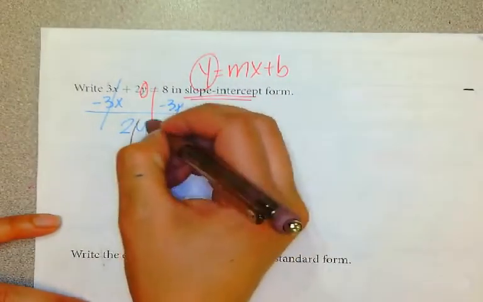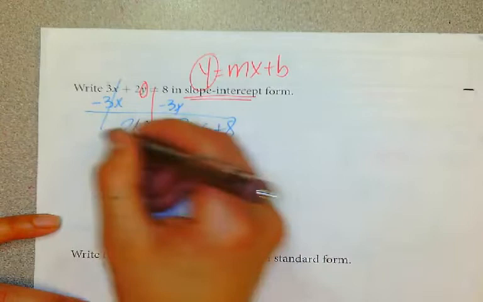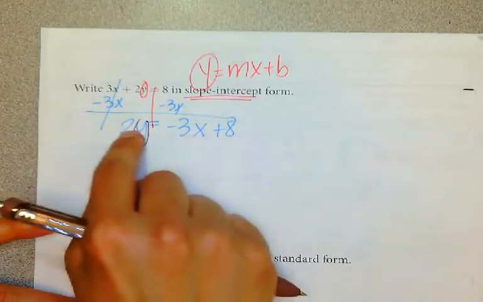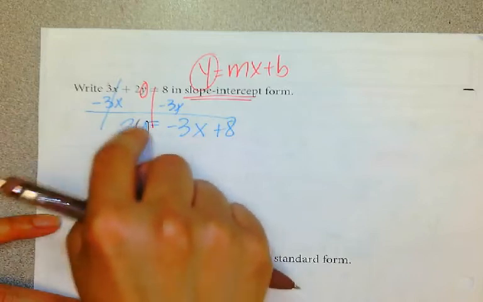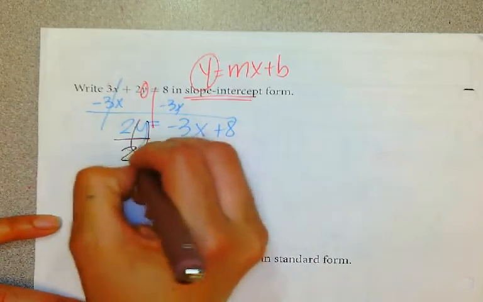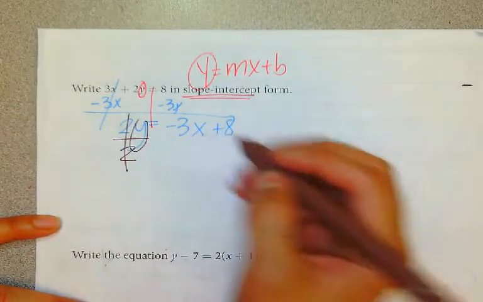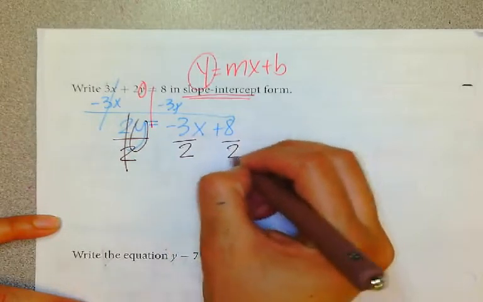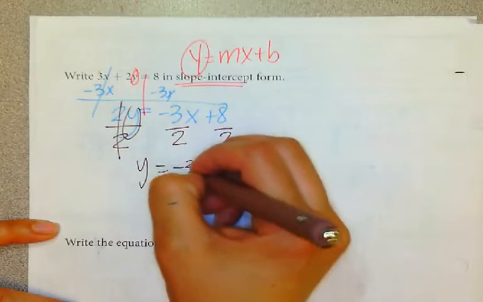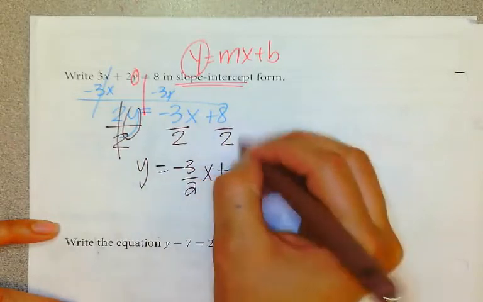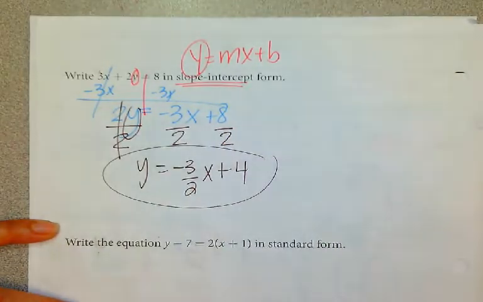I still don't have y alone. I have to isolate it by inverse operation. Here they're together like this. That means it's a multiplication. So the inverse of multiply by 2 would be to divide by 2. Here I'm going to do it to every term so I don't get confused and I can simplify easier. So I'll have negative 3/2 x and then plus 4. And that would be my answer.